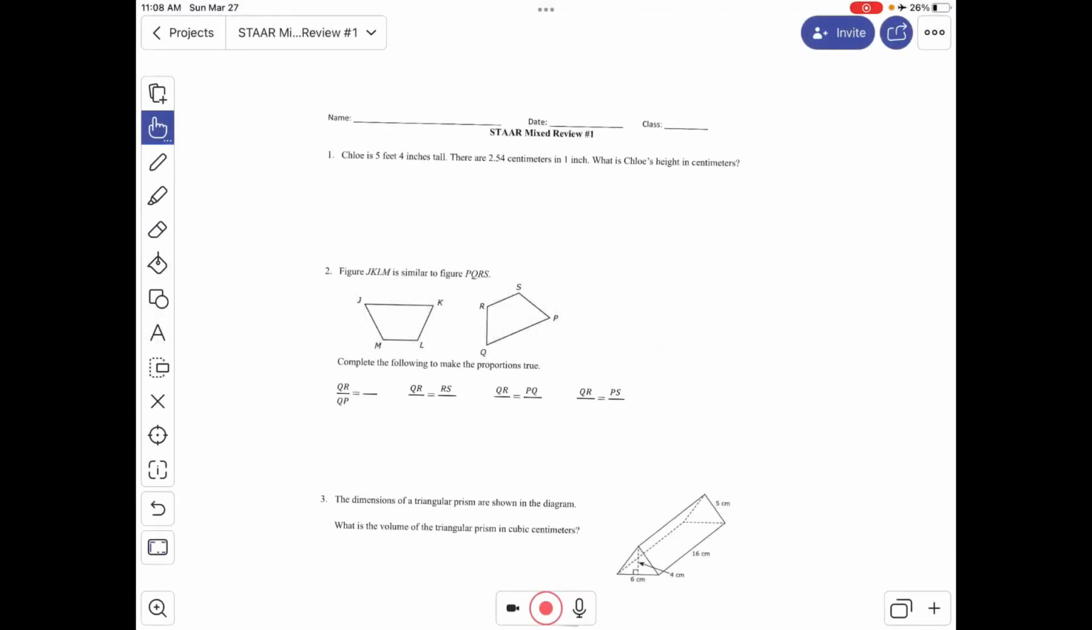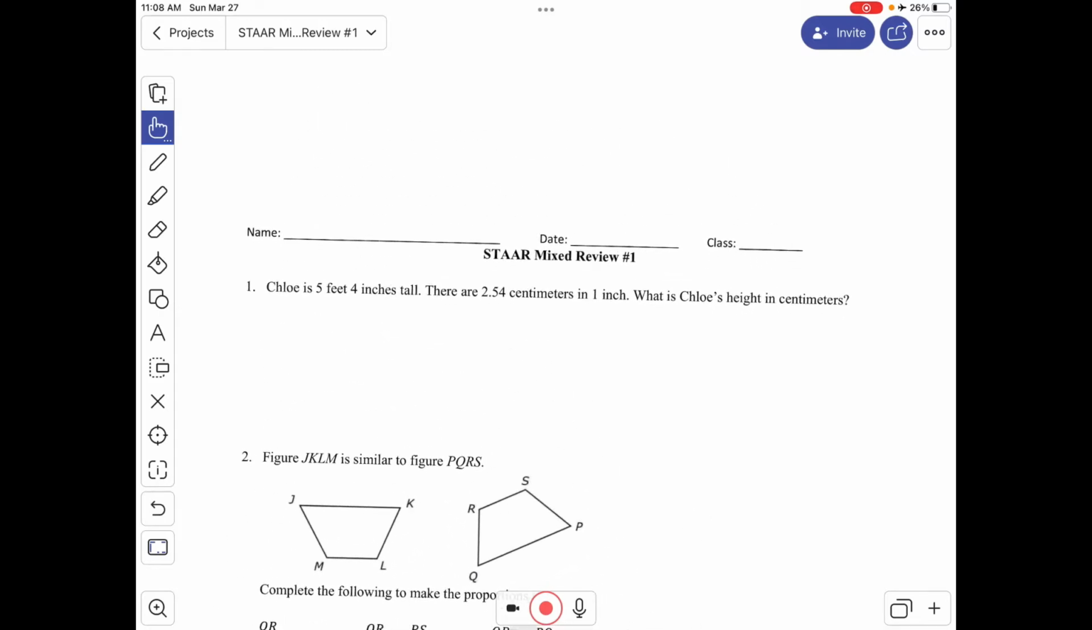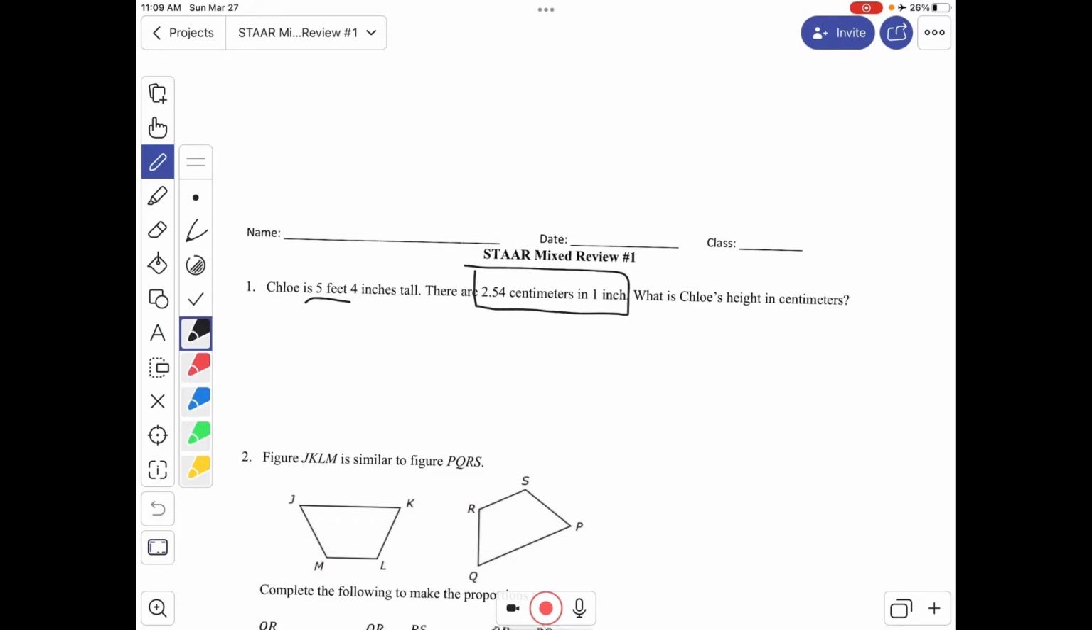Today we're covering STAAR Mixed Review number 1. Question 1 says Chloe is 5 feet 4 inches tall. There are 2.54 centimeters in 1 inch. What is Chloe's height in centimeters? So we're going to use the rate they gave us and change her height to centimeters.